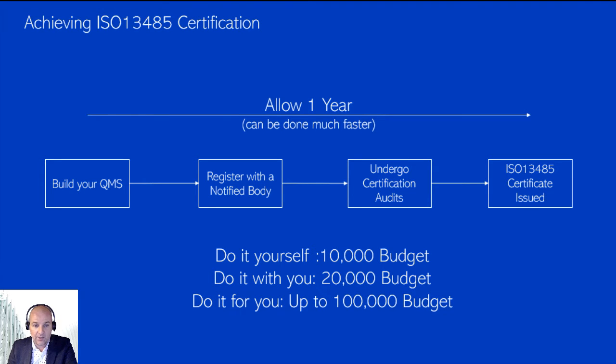If you want somebody to do it with you, like us, it's probably going to cost you around 20,000. So just some advice, and you can also purchase a lot of the forms for the quality management system, which you can use to fill in. And if you want somebody to do it for you, that could be 100,000 or more, depending on what's required. So that just gives you a bit of an idea of what's ahead of you.